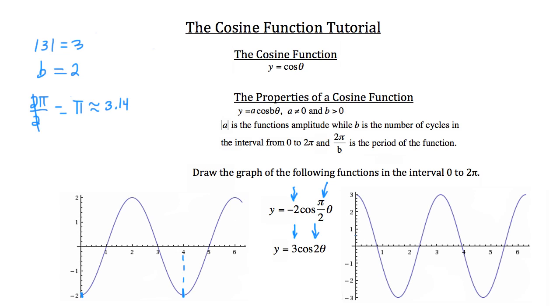Again, it's in the interval from 0 to 2 pi, which is roughly, again, 6.28. The amplitude of our function is 3, so it goes up to 3 as a maximum value and down 3 from the origin as our minimum value.